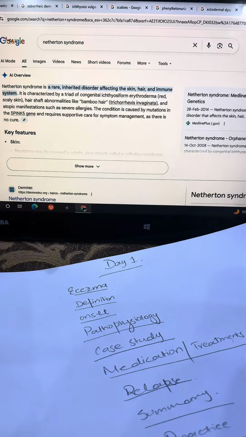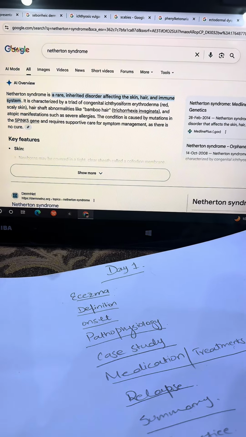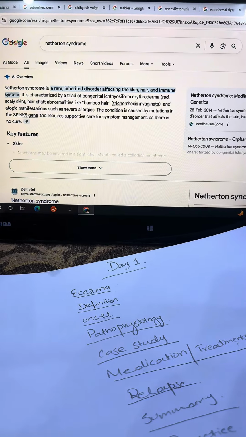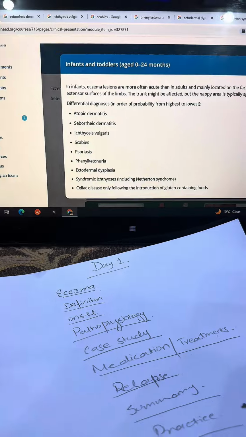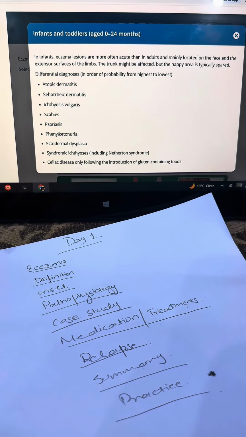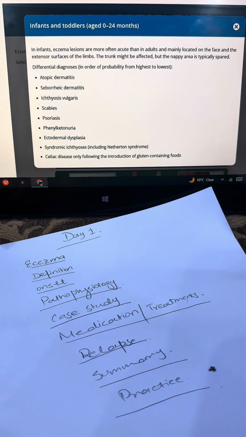And the next one is Netherton syndrome, a rare inherited disorder affecting the skin, hair, and the immune system. And the last one is celiac disease, only following introduction of gluten-containing food.